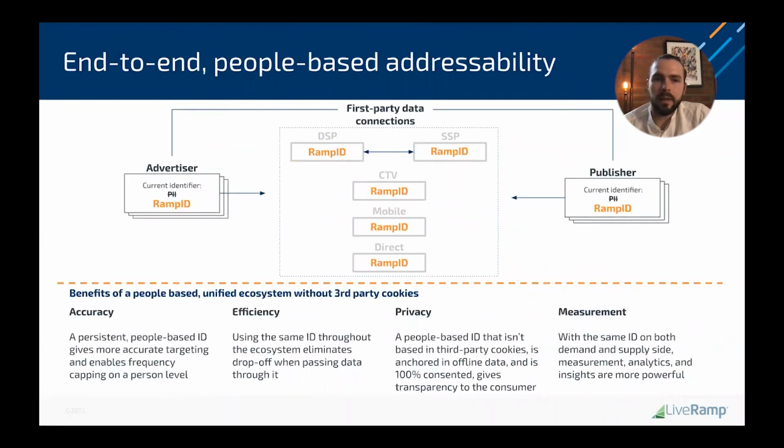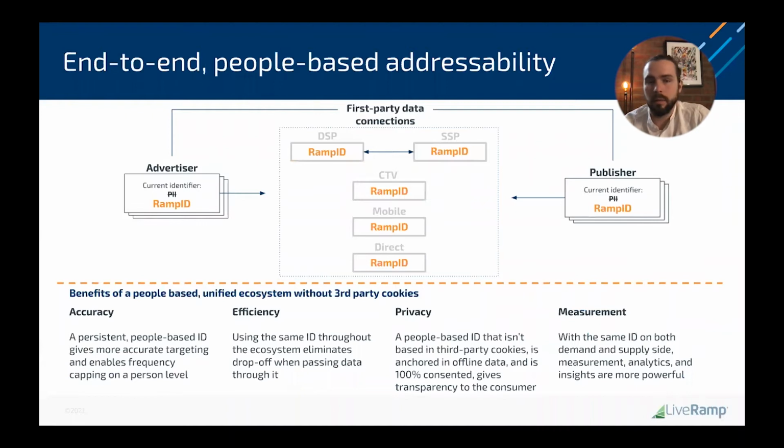Now, fundamentally, the RampID is about enabling first-party data connections. That can be directly advertiser to publisher, it can be publisher to publisher, it can be advertiser to advertiser, or it can actually even be multiple advertisers to a single publisher or vice versa. But most importantly, it is an ID that, regardless of which pipes you want to use it through, can tie first-party data together from two different sides.